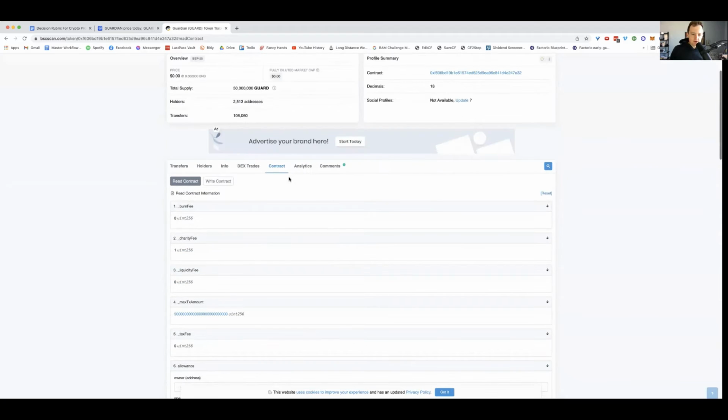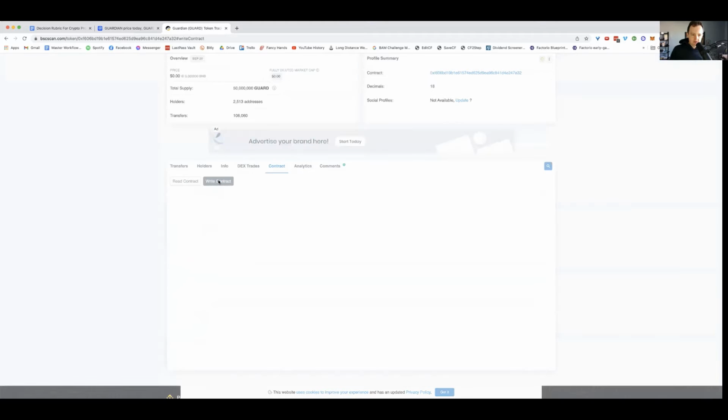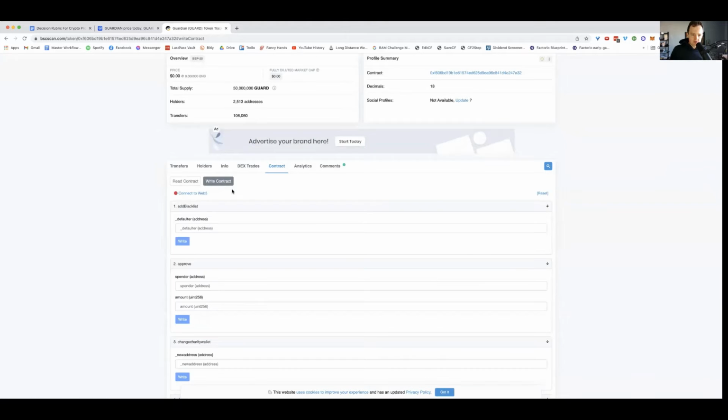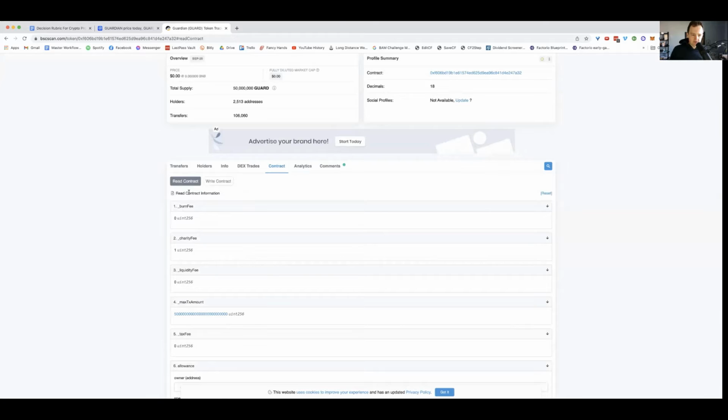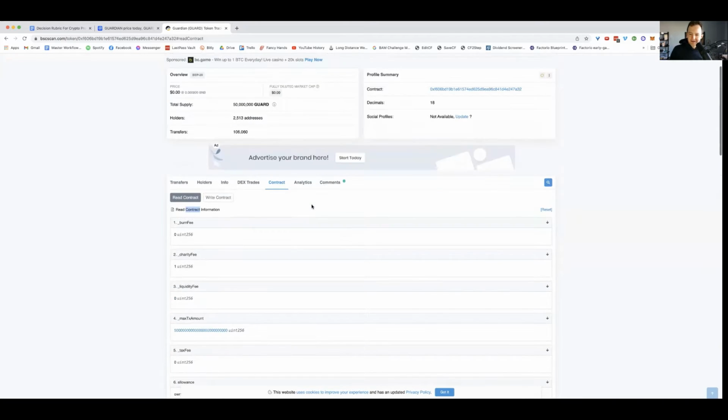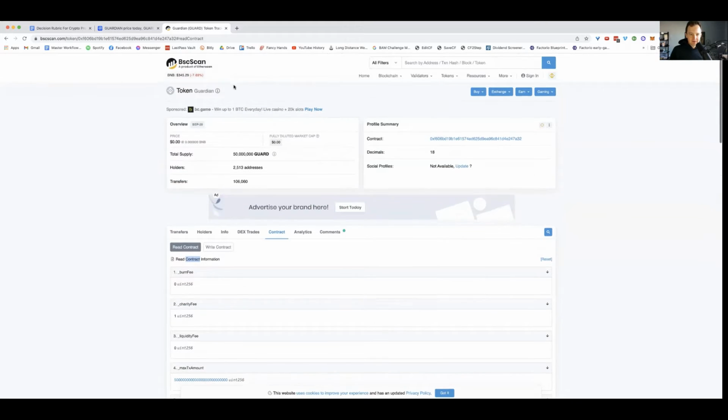So here's something strange too. Typically on these, you can actually read the code, and I'm not seeing a way to. We did read the code last time. Whoa, I'm only seeing the write and read contract tabs here. I wonder if they watched our video. Yeah, it's entirely possible. Let me just look at some other ones.